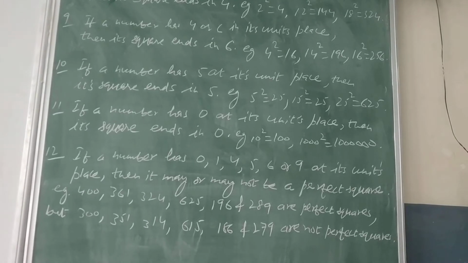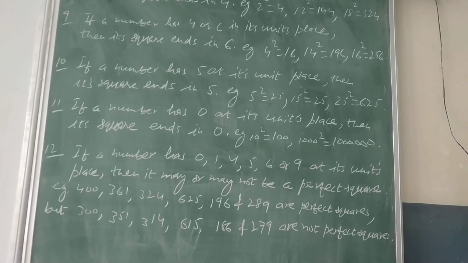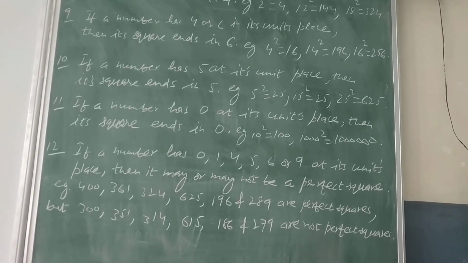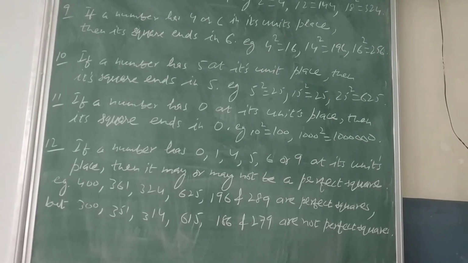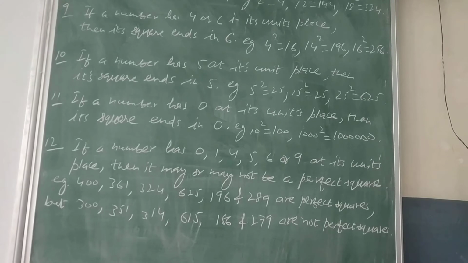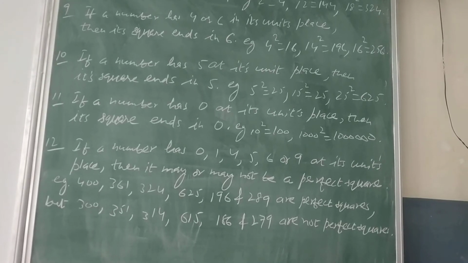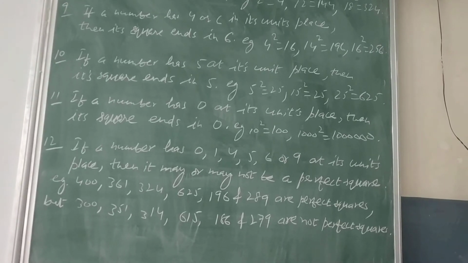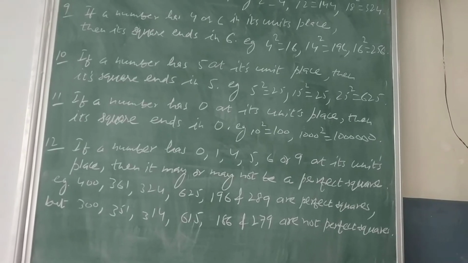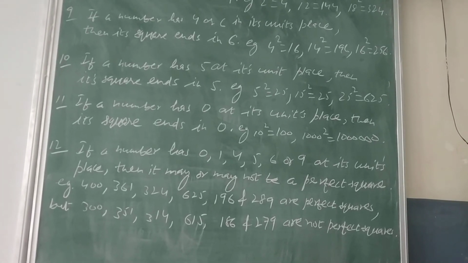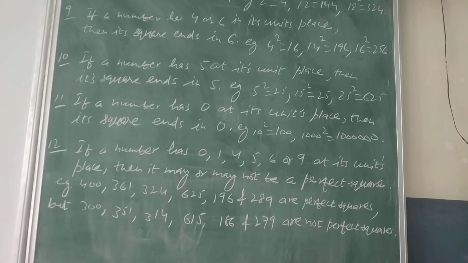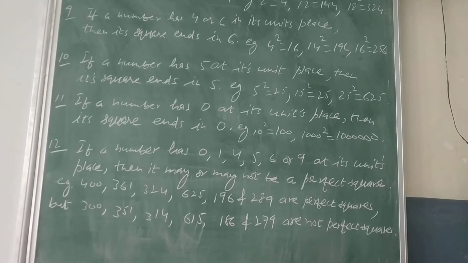Then 11th is, if a number has 0 at its units place. Again, if you will be taking the square of 0, so your resulting numbers will always be ending with 0. The difference is, if it is a 10, resulting will be having 2 zeros. If there are 3, then 6. If 4 are there, then resulting will be 8. Zeros will get doubled, but the result will always be ending with the digit 0 only.